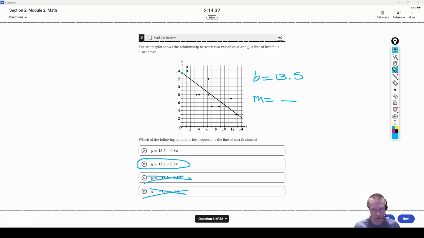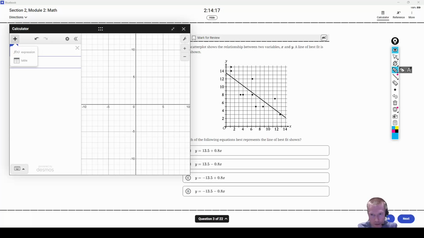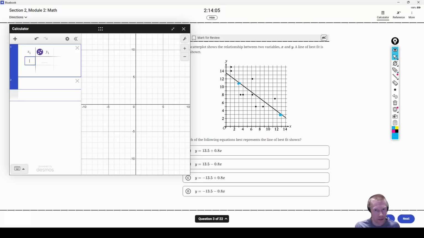But I will show you an alternate way you could do this in Desmos just if you wanted to be sure or double check. So what I would do is, first of all, I would pick 2 points. And this is just a general, how to do a linear regression. I would pick points that are basically where the line is going through, integer values. So like right here, and maybe I would pick this one right here. So my first point looks like, let's see, it's going to be 3 comma 11. Second point looks like 13 comma 3.